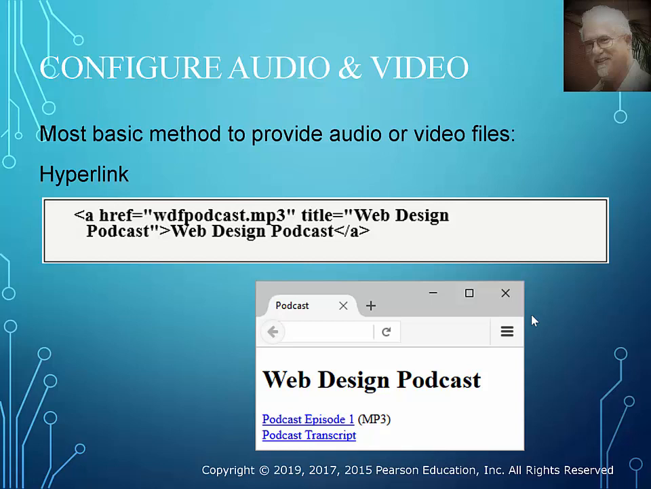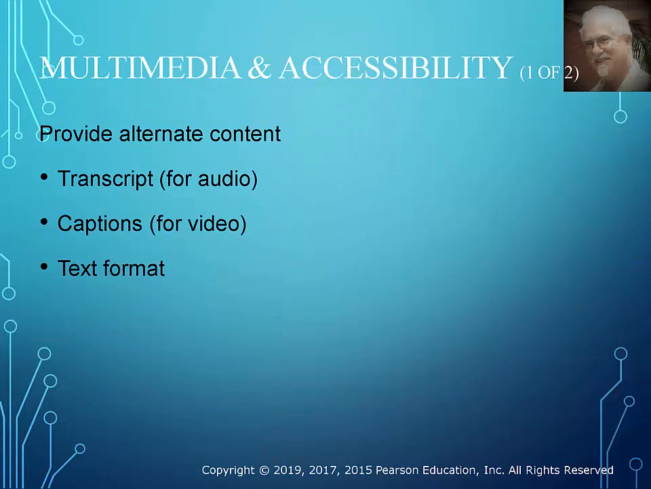Okay, so one really super easy way, the most basic way, is to create a hyperlink to a multimedia file. So you can create a link to the WDF podcast.mp3 by just doing this a href kind of link. This is super easy. This is kind of the backup if you can't do anything else. We're going to do lots of other stuff. In any case, if you're doing audio or video, you need to provide some help, maybe a transcript or captions or something in text format for the screen readers.